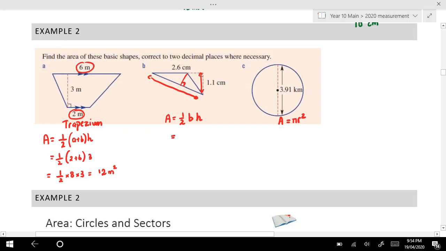Area of this triangle, well, it's half times the base, and of course it's times the perpendicular height. So we've been given the perpendicular height here is 1.1. So that's a half times 1.1 times, in this case, 2.6. You're going to have lots of different looking triangles, so you've got to make sure that you're using the right perpendicular height. So let me just work that out.